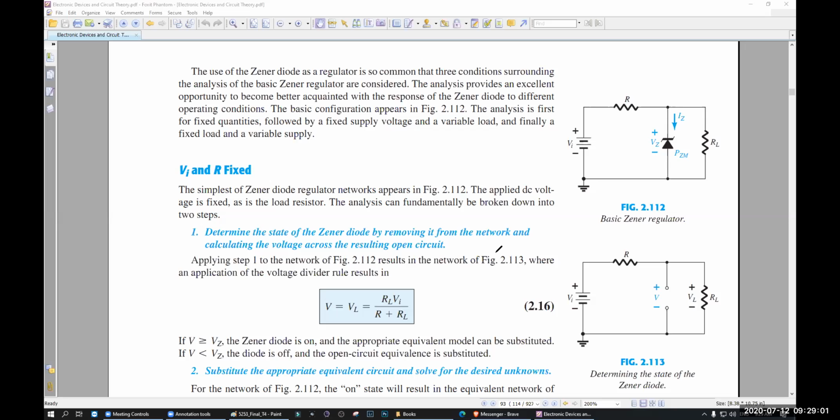So why is the Zener diode necessary? A Zener diode is necessary to fix a voltage across a load. Okay, here, let's say this is a load resistance. This load resistance needs 5 volt. Now, how can you make the 5 volt fixed?